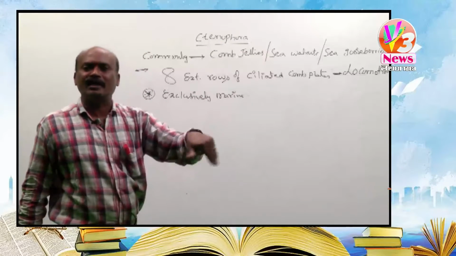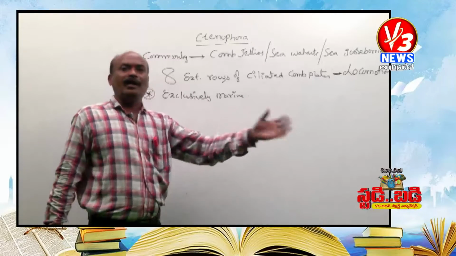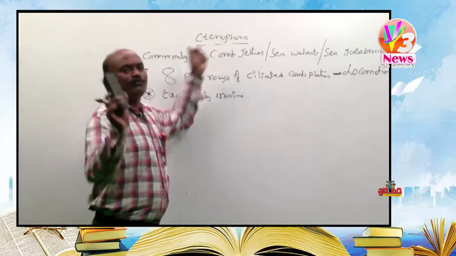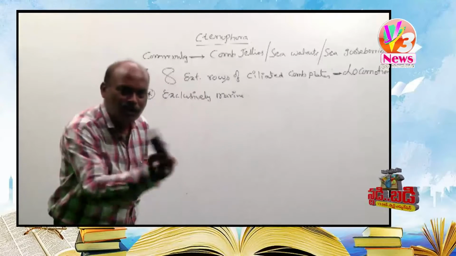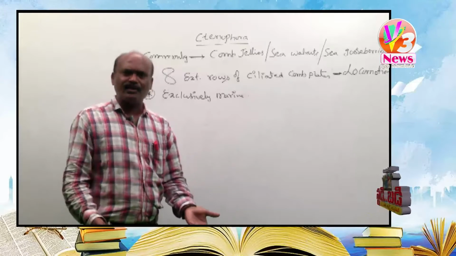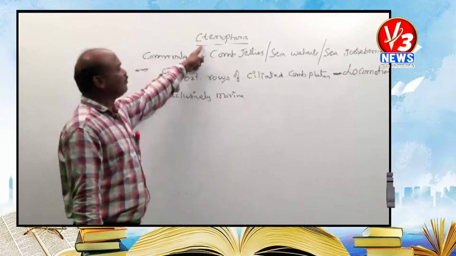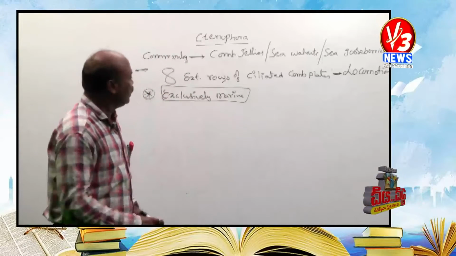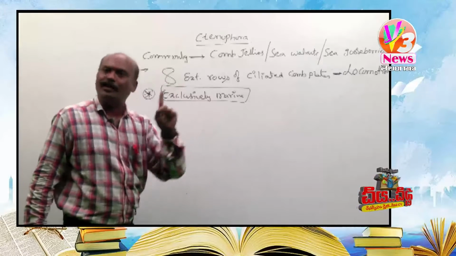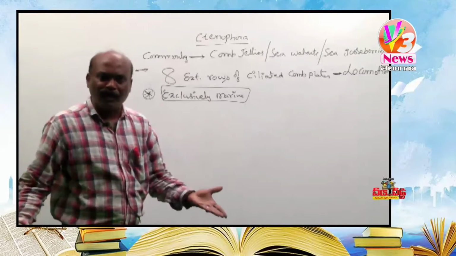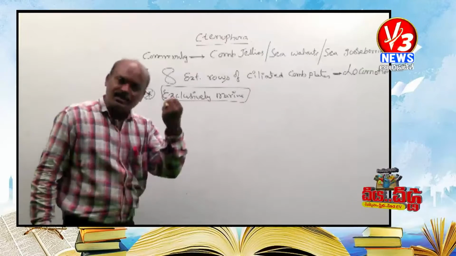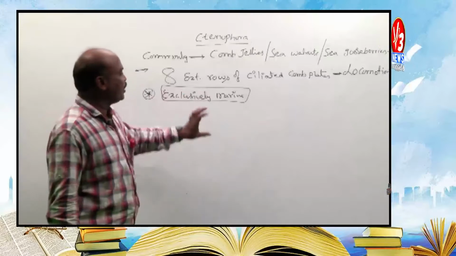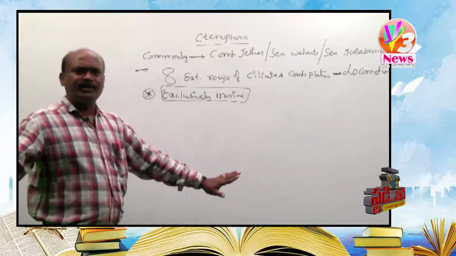In your entrance examination, they will ask a question: in which of the following is the habitat completely marine? They will give one option, for example, Ctenophora. Second option, Echinodermata. Third option, both 1 and 2. That is the correct answer, because echinoderms and ctenophores are exclusively marine. This is not true of other invertebrate phyla, because in those, some are brackish water animals, some are terrestrial, some are freshwater. But these two are exclusively marine. This is a very important point.